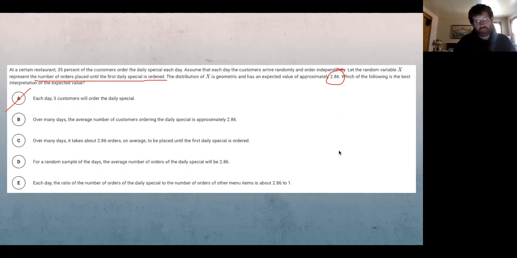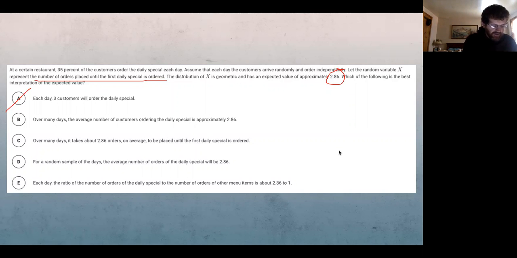I like that one. That one seems good because remember your geometric mean, it says if we do this over and over and over again, it's going to average out to 2.86. Over many days, it takes about 2.86 orders on average to be placed until the first daily special is ordered. I like that one better, and I didn't read the second one very carefully.